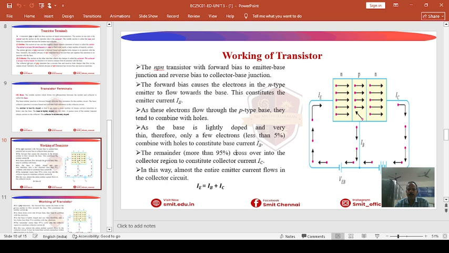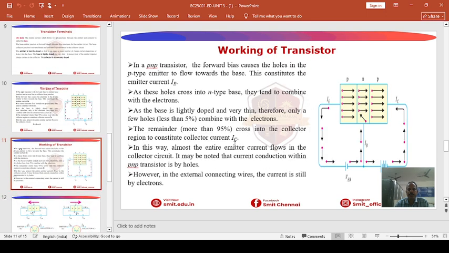The emitter current is nothing but the sum of base current plus collector current, which is a very important formula for a transistor: IE = IB + IC. So these are the working characteristics of a transistor that we have observed.